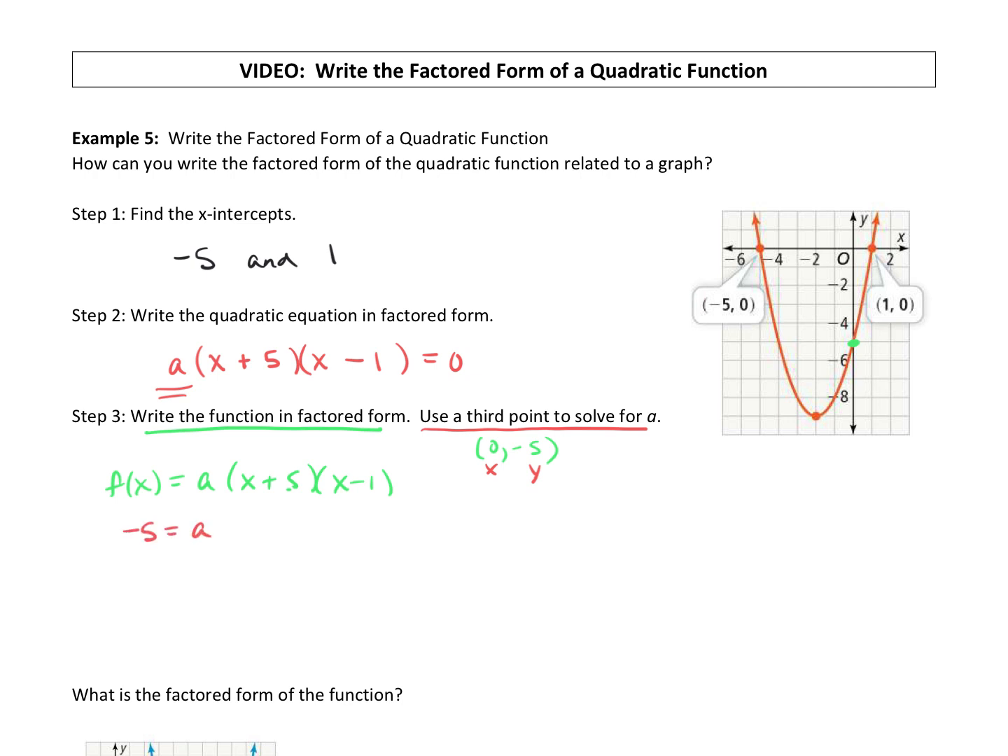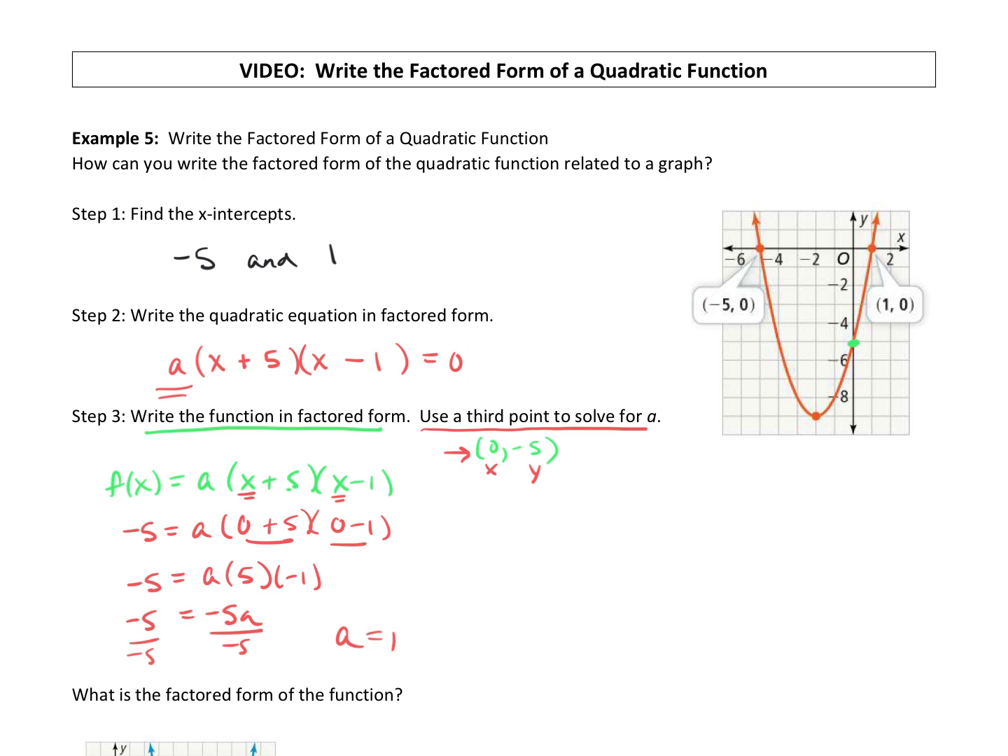The a we don't know, we're going to leave that, but we're going to replace these x's with the x from our third point, that's 0. So 0 plus 5 times 0 minus 1. Then we just have to clean it up a little bit. We have -5 equals a times 0 plus 5 is 5. 0 minus 1 is -1. And then this is all multiplication over here. A times 5 times -1 is -5a equals the -5 out front. And now we just divide by that -5 to get our a value is equal to 1.